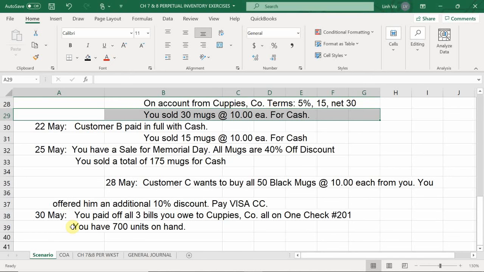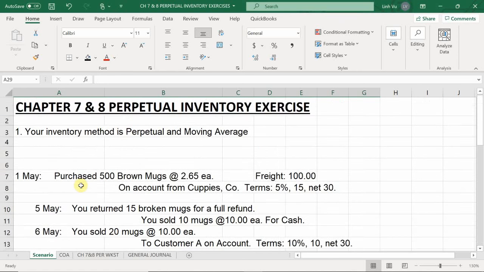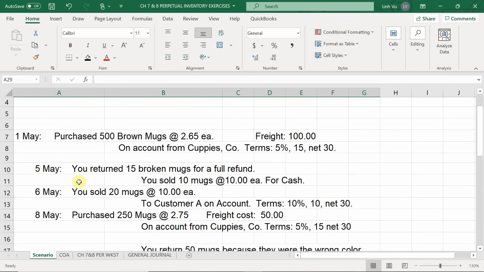So let's take a look at all 3 bills. The first bill we have here was May 1st. We purchased 500 units, but we ended up returning 15 of them. Now in this case, I paid on May 15. Did I actually meet the terms? No, we didn't. We did not receive the 5% discount because we missed the discount due date, which is the 15th.